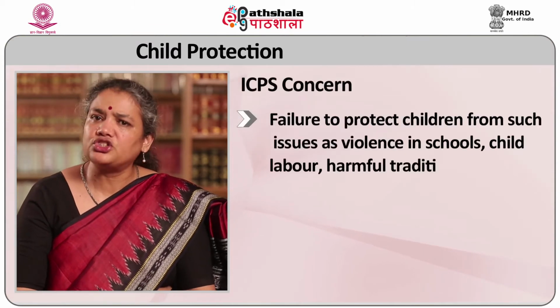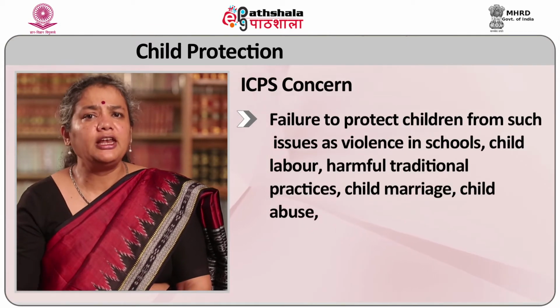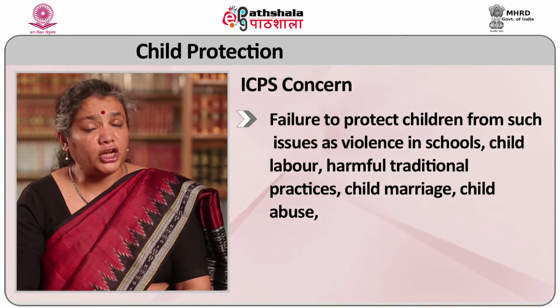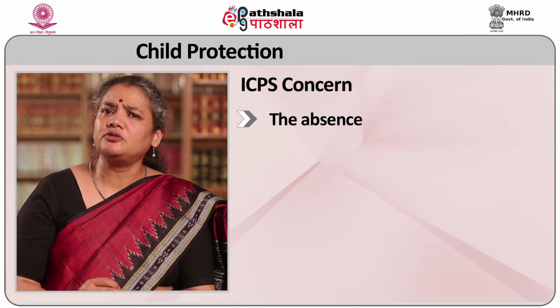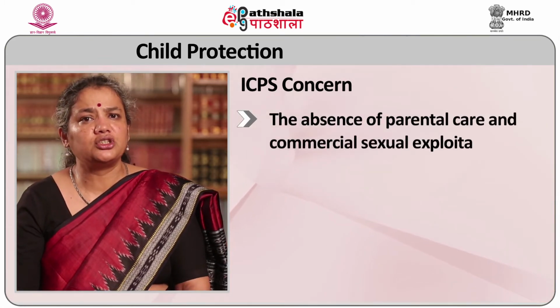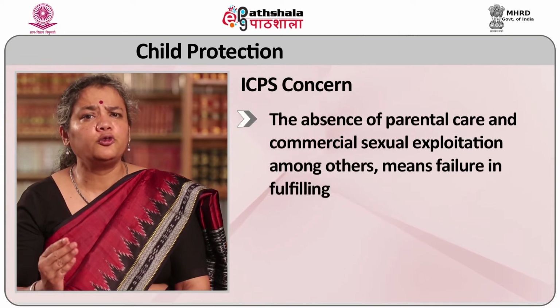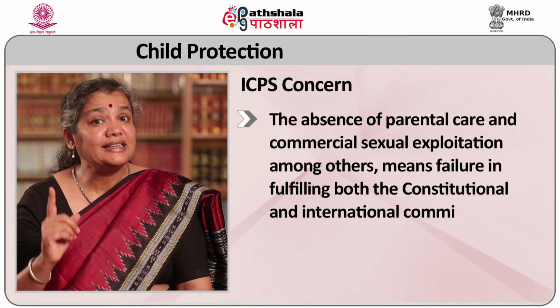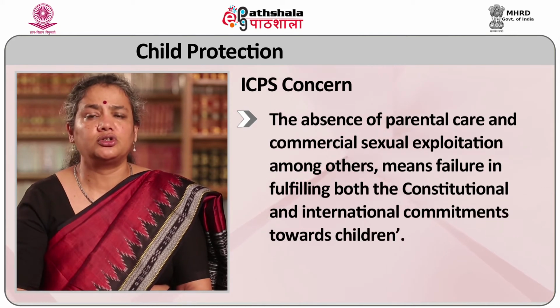Failure to ensure children's right to protection adversely affects all other rights of the child. Thus, the Millennium Development Goals, or the MDGs, also cannot be achieved unless child protection is an integral part of programming, strategies, and plans. Failure to protect children from such issues as violence in schools, child labor, harmful traditional practices, child marriage, child abuse, the absence of parental care, and commercial sexual exploitation, among others, means failure in fulfilling both the constitutional and international commitments towards children.